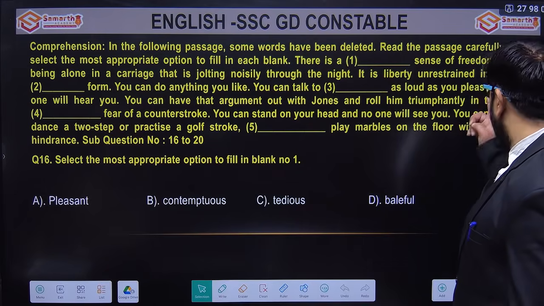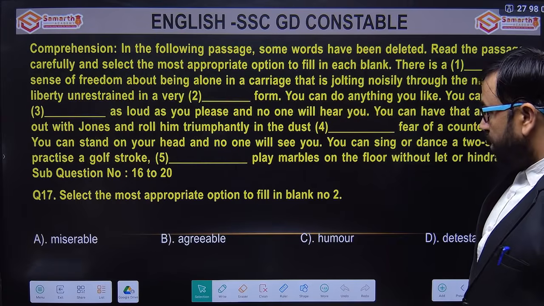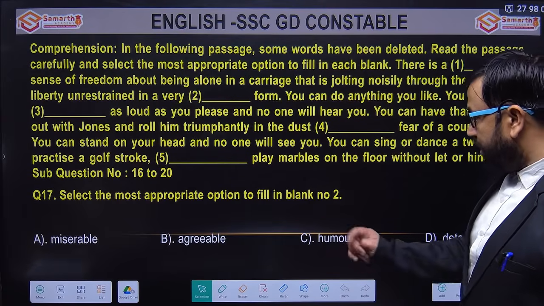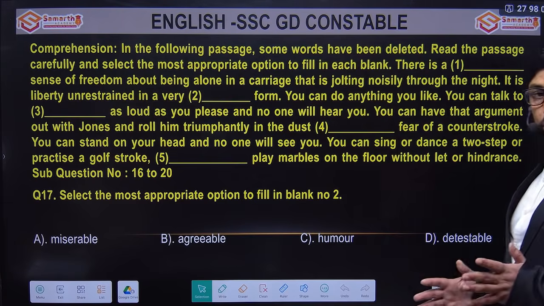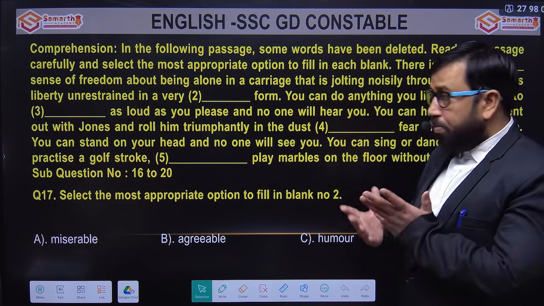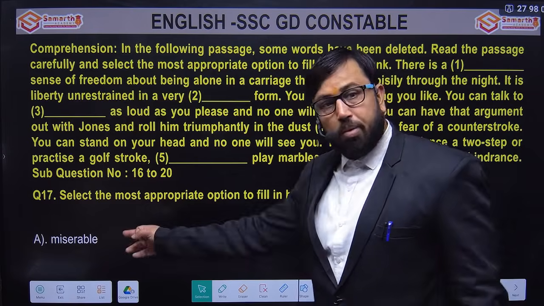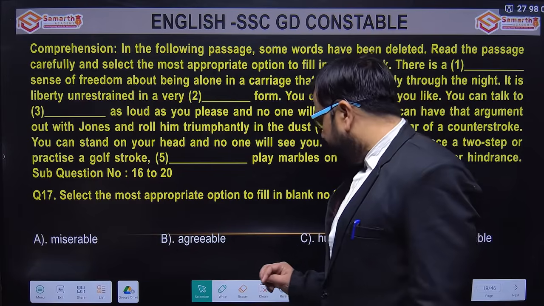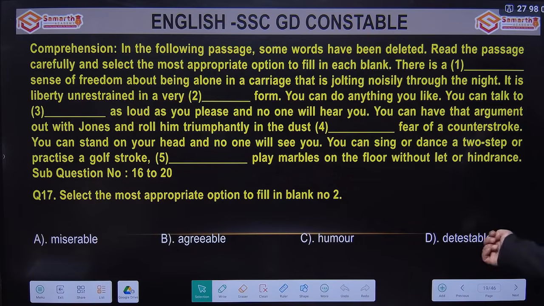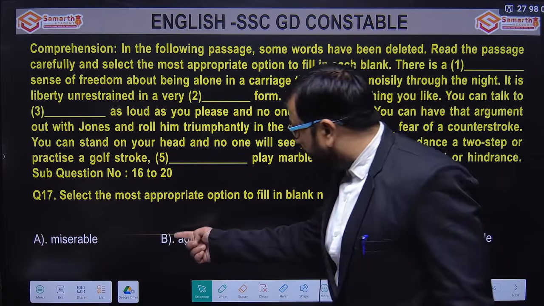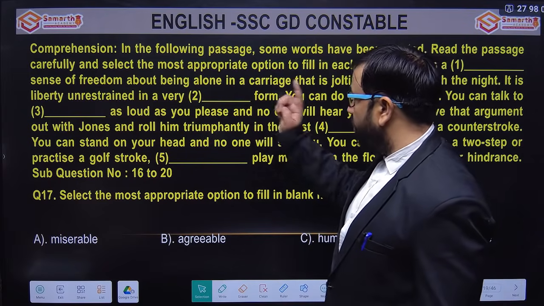It is liberty unrestrained in a very dash form. Let's see the options: miserable, agreeable, humor, detestable, right? Again, as I told you, the passage is all about positive vibes, talking about freedom, liberty. Miserable is a negative word, it cannot fit here. Humor is something funny. Detestable is again a negative word. So the option which is positive is agreeable. So B is the right answer: in a very agreeable form.